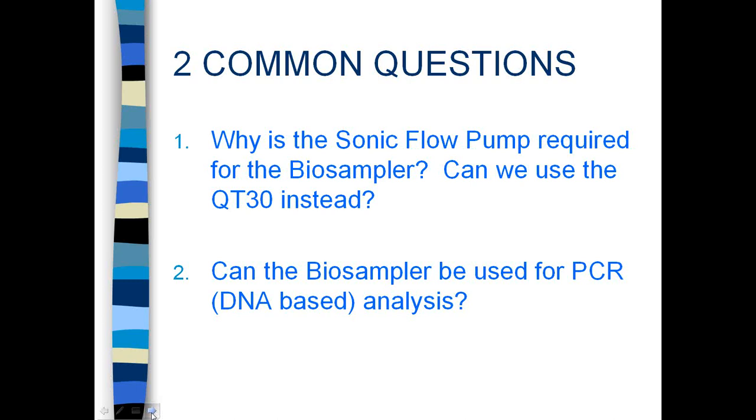Now, regarding question 1, the biosampler was researched and validated using a sonic flow pump. Sonic flow pumps provide a half an atmosphere or 15 inches of mercury pressure drop. This pressure drop causes the air to flow at the maximum speed, the speed of sound, which enhances collection. If you use a pump that does not provide this amount of pressure drop, like the QuickTake 30, you just won't be as efficient in collecting small particles. But many customers do use the QuickTake 30 as a more convenient option.